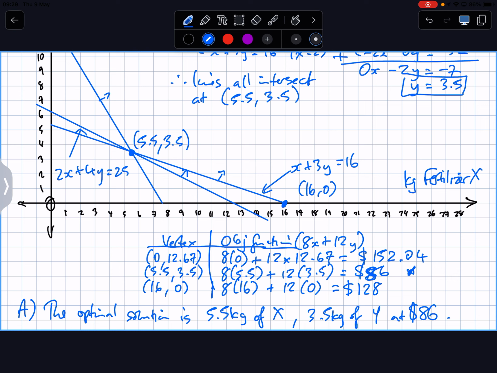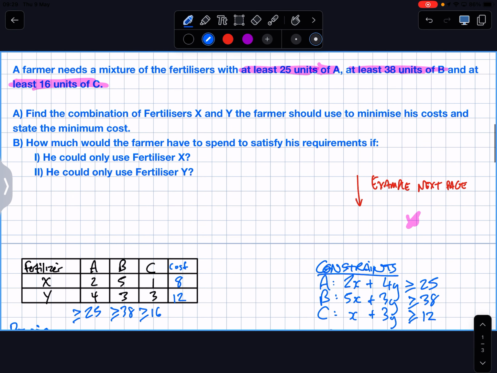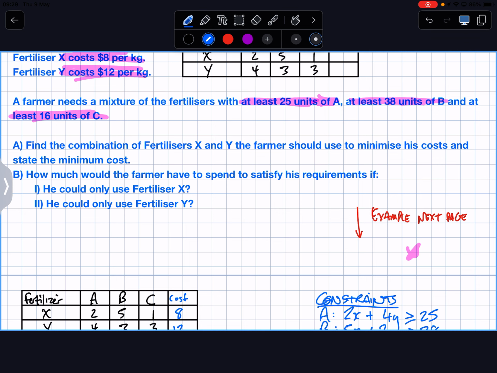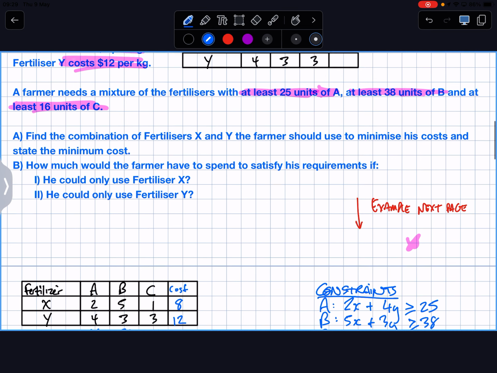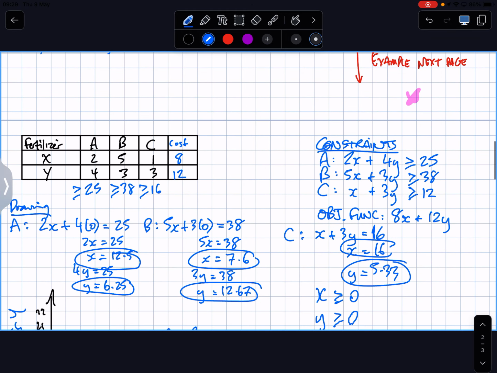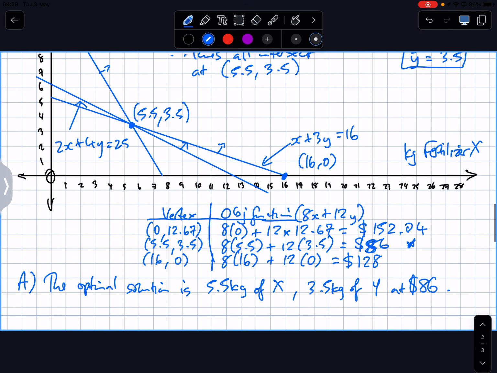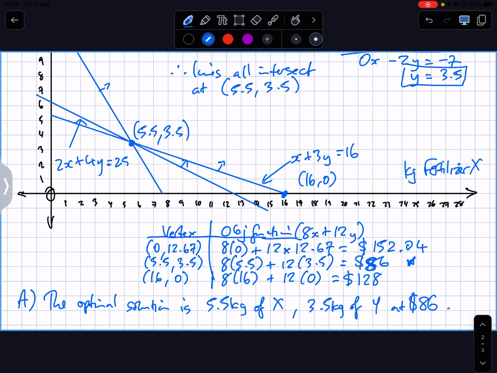Yes? I don't believe that was what the question was asking. It was just asking for X and then names for Y. I quickly check. Find the combination of fertilizers X and Y the farmer should use. I meant the first one and then the second one. Sorry. I think I did. Didn't I just answer A? Oh no, you did answer. Yeah? No, I haven't answered B yet. Can you read out to me what B asked? Oh yeah, I was just using only fertilizer X and only fertilizer Y.